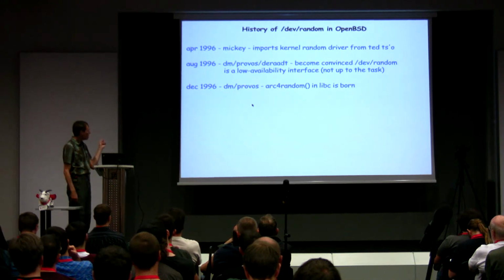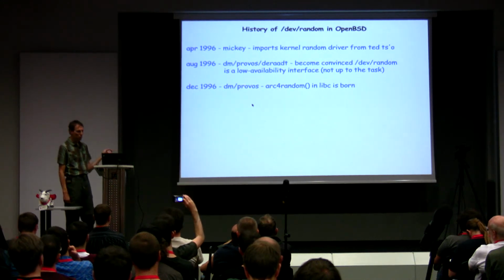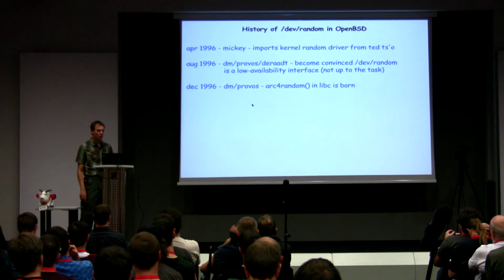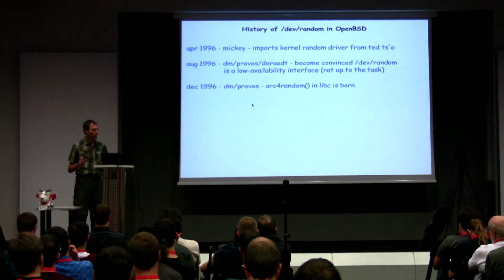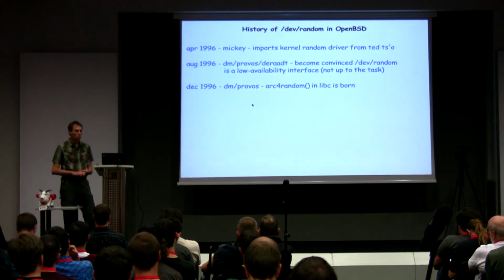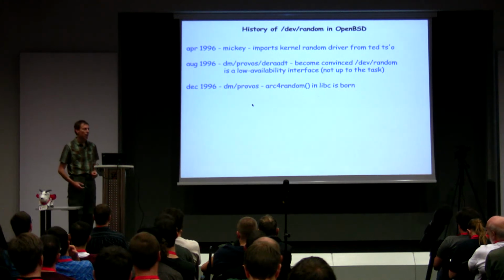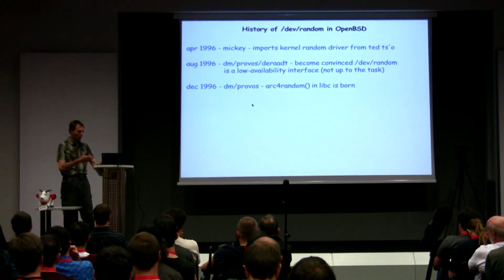But it didn't take very long before David Mazières of MIT, Niels Provos and I became convinced that the /dev/random interface was a low availability interface. It had the blocking modes that are still common in Linux. It could run out of entropy, and you'd have to wait.